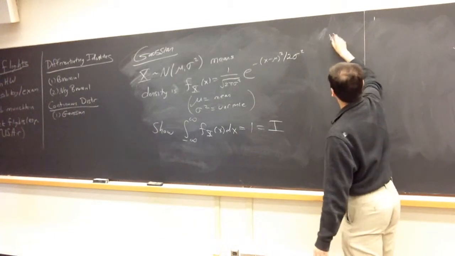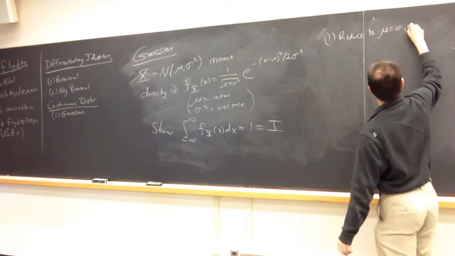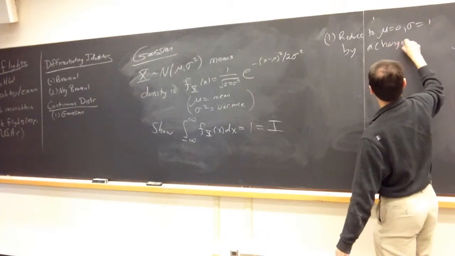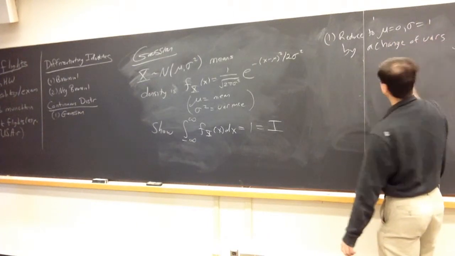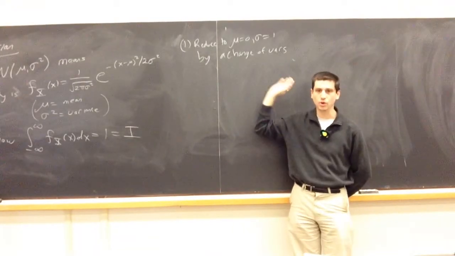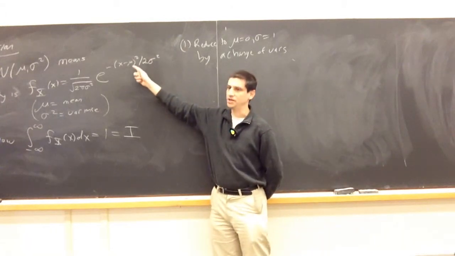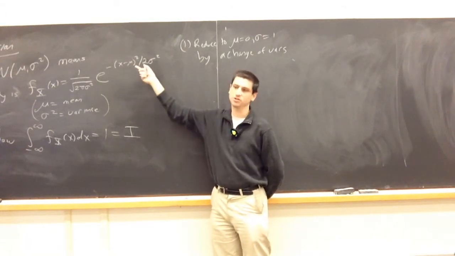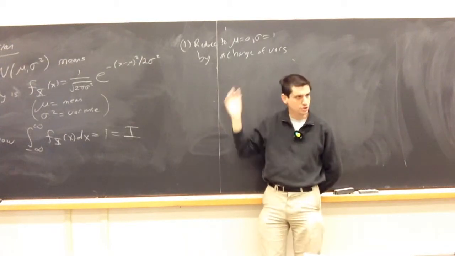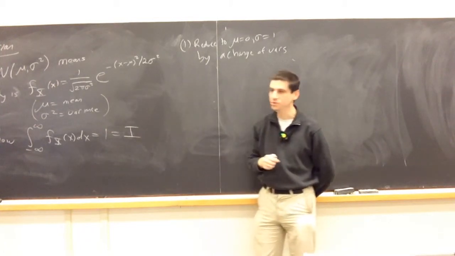So first, reduce to mu equals 0, sigma equals 1 by a change of variables. You basically show that in the special case when mu equals 0 and sigma equals 1, you can calculate it by just changing variables. So you replace x minus mu with t, dx is still going to become dt. Then you replace t over sigma with u, and you just do this change of variables. So we just have to figure out what's going on in the special case when mu equals 0, sigma equals 1.